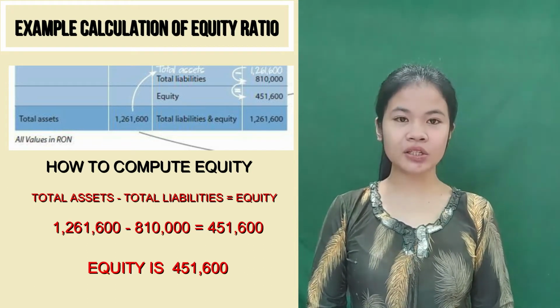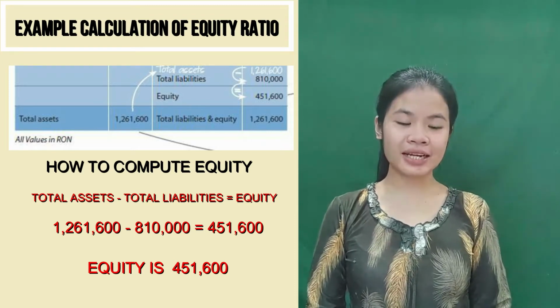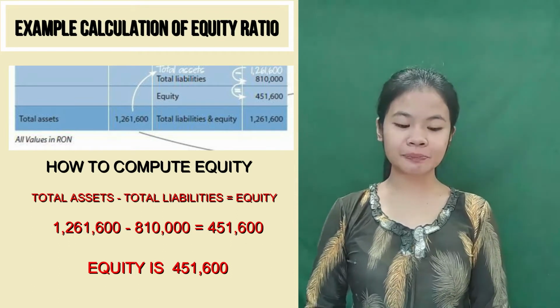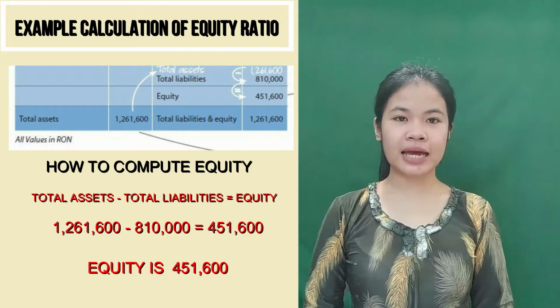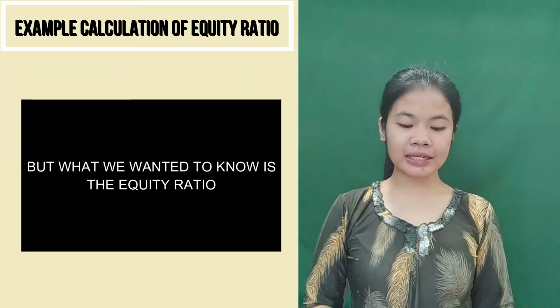So, 1,261,600 minus 810,000 is equals 451,600. Yung equity niya ngayon ay 451,600. So, ngayon, kailangan nating malaman ang equity ratio.